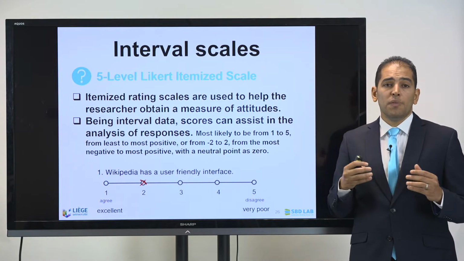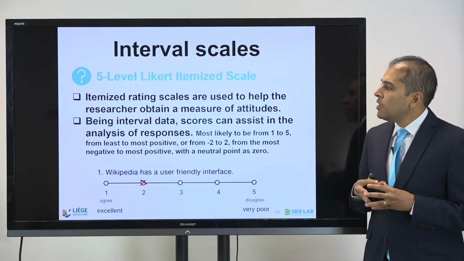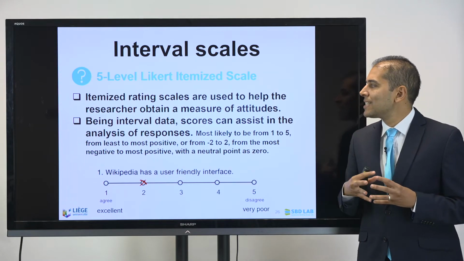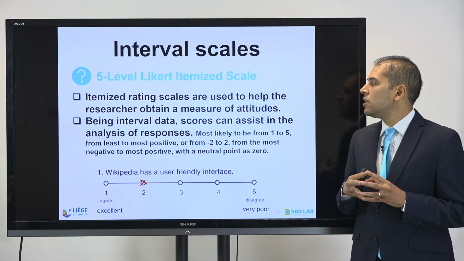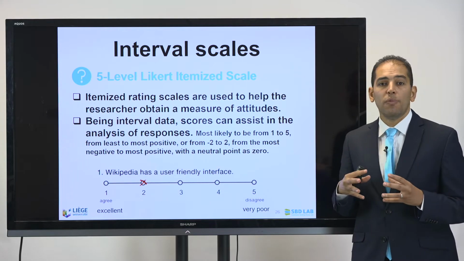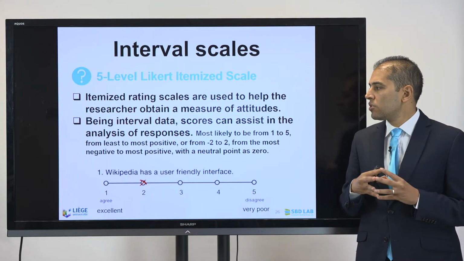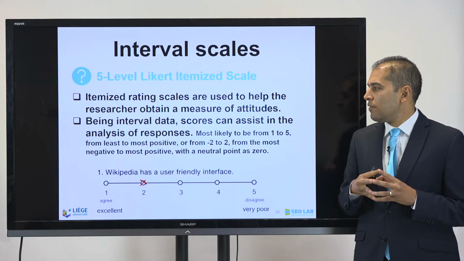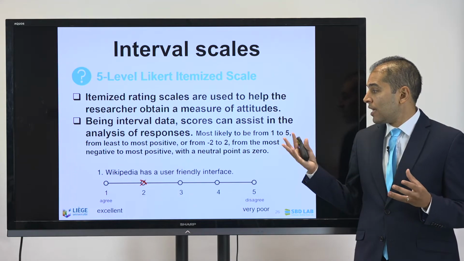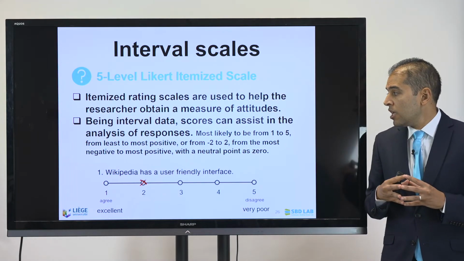When we talk about the 5-level Likert itemized scale, here we are looking at itemized rating scales that are used to help the researcher obtain a measure of attitudes. So this is very important, and it allows you to have interval data, scores that can assist in the analysis of responses.